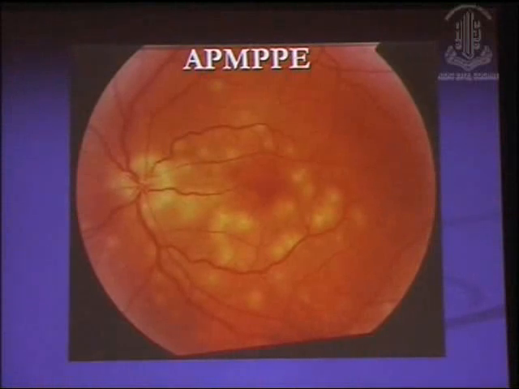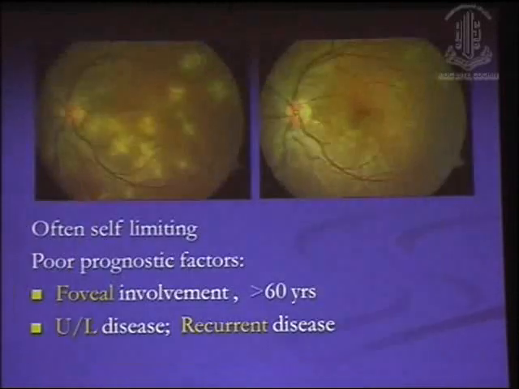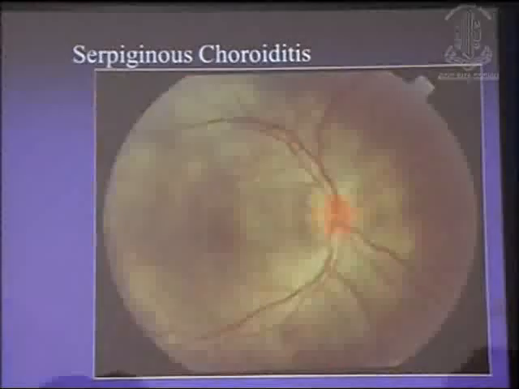Slightly, MEWDS has very, very subtle, small, tiny white dots. But slightly larger lesions are APMPPE. Again, both have a viral prodrome and will settle down without treatment. But atypical forms of APMPPE, or what is called ampiginous choroiditis, always require treatment. Now, the poor prognostic factors being if the fovea is involved, older patients, if it's unilateral disease, anything which is atypical, just treat as probably presumed forms of ampiginous or multifocal choroiditis, whatever we want to call it.